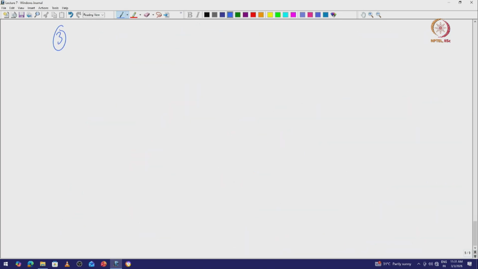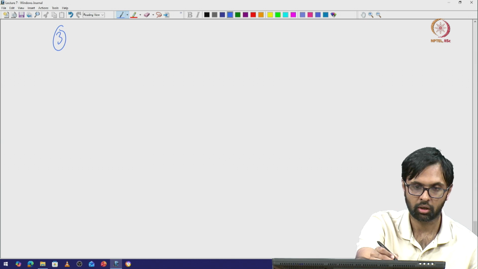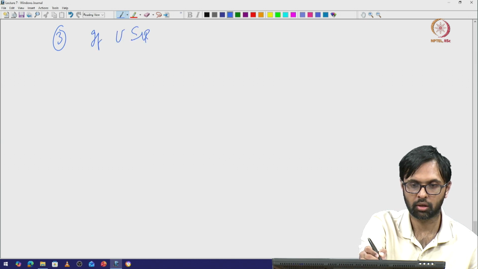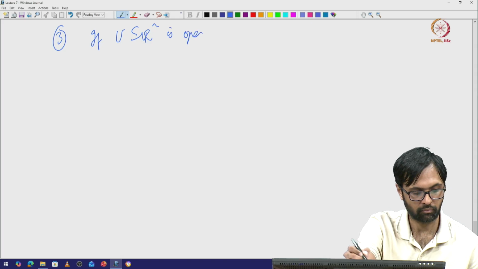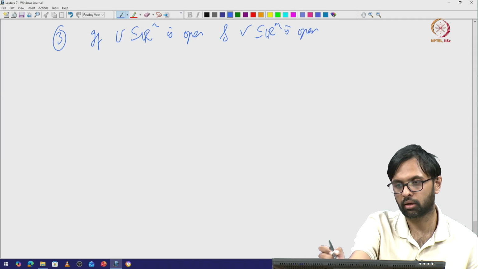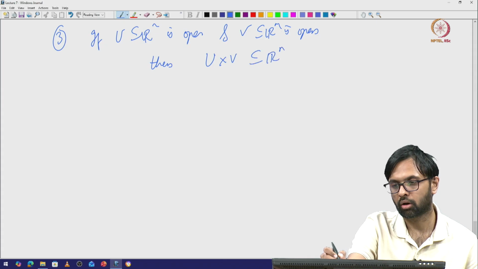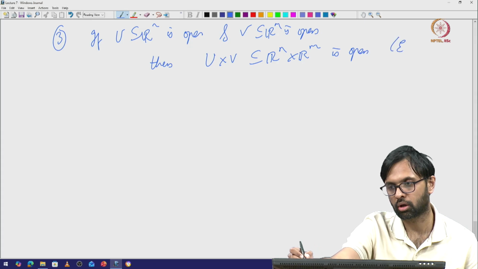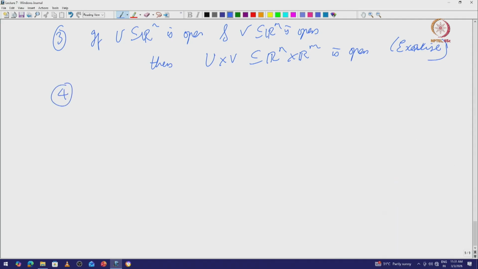And this is a more general phenomenon. This will also be an exercise, a version of it will be in the homework. If U in R^n is open, and V in R^m is open, then the Cartesian product U cross V in R^n cross R^m is open. This is not trivial, it requires proof. So here is a non-example. If you take (0,1) cross (0,2), it is not open. Why?